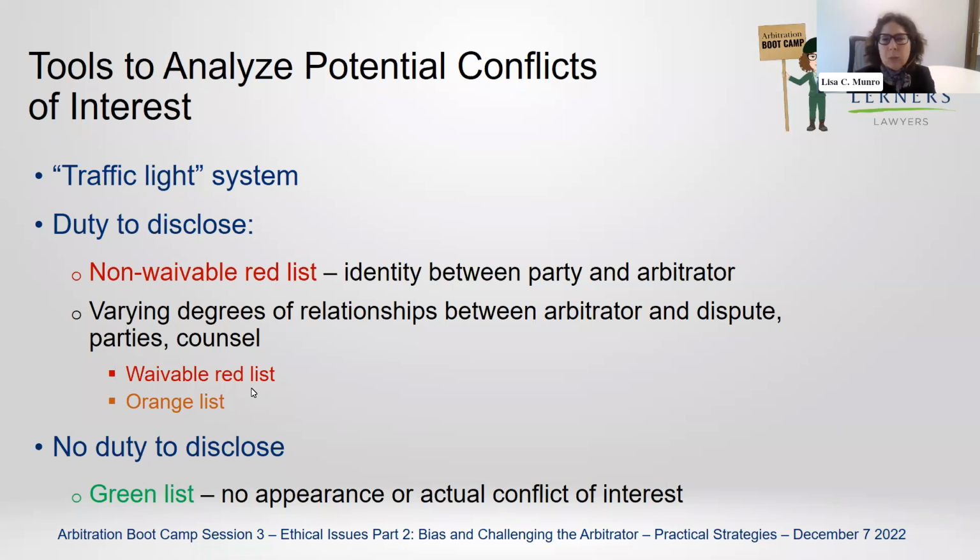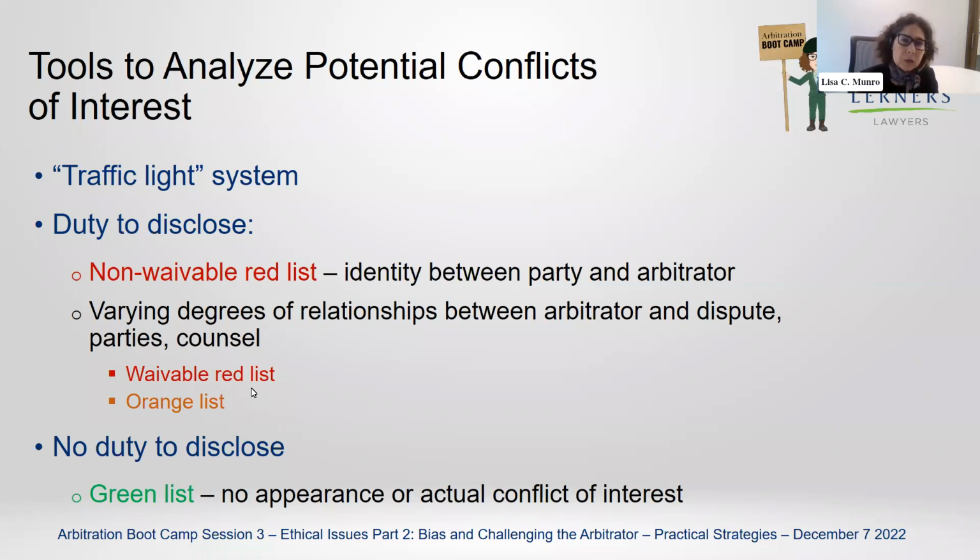So someone may say, well, what if it's 2.5 years and I've done 2 appointments for the same party? Does that put me within the orange list? And again, a matter of judgment. But if we go back to the principle of when in doubt disclose, the answer may be probably, although that fact situation alone may not be sufficient in order to make a determination. So the arbitrator and parties and counsel have to consider all of the circumstances to do the analysis.